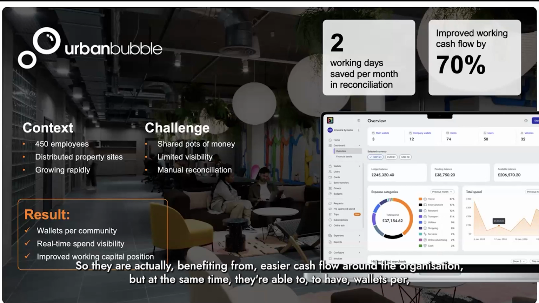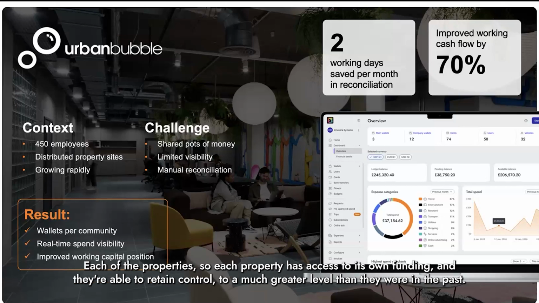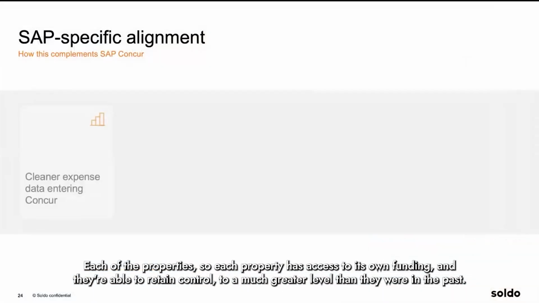So they are actually benefiting from easier cash flow around the organization, but at the same time, they're able to have wallets per each of the properties. So each property has access to its own funding, and they're able to retain control to a much greater level than they were in the past.